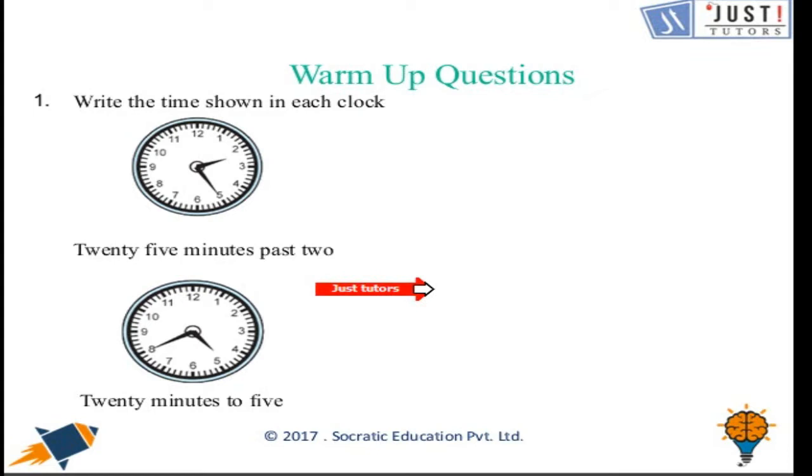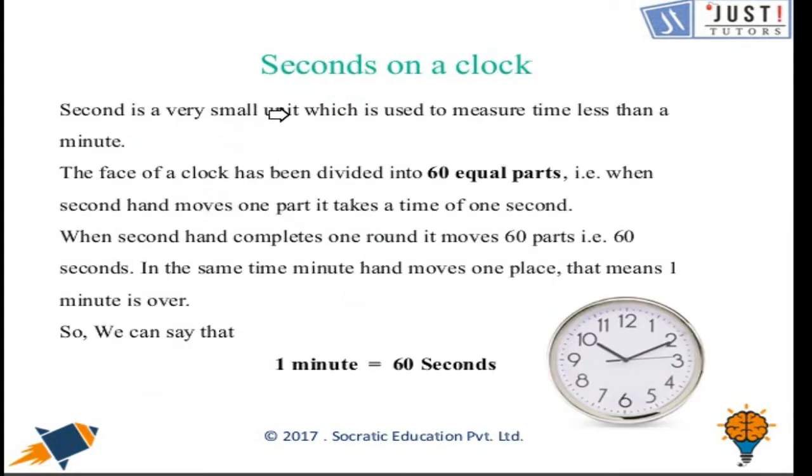Well, pat on your back if all of your answers are correct, and now let's move forward and have a quick discussion about seconds on a clock. So second is a very small unit which is used to measure time less than a minute. The face of the clock has been divided into 60 equal parts. That is, when the second hand moves one part, it takes a time of 1 second. So 1 minute is the same as 60 seconds.